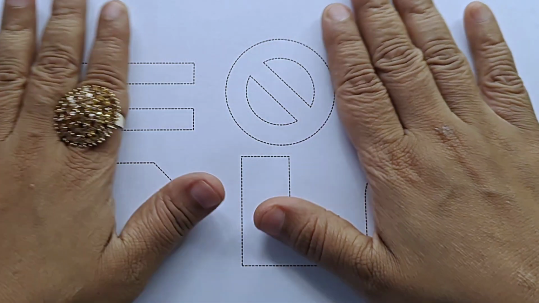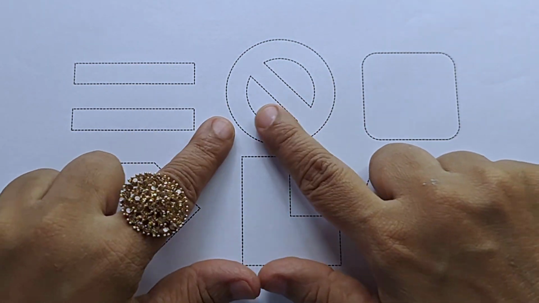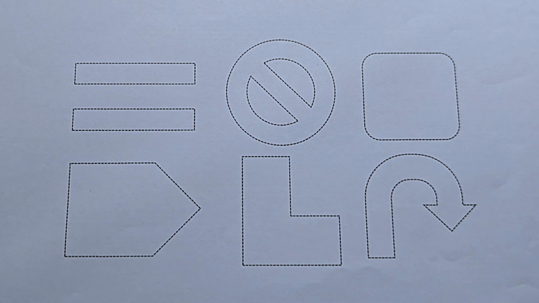Hello kids, let's learn some 2D shapes. These are our shapes. This is black color.